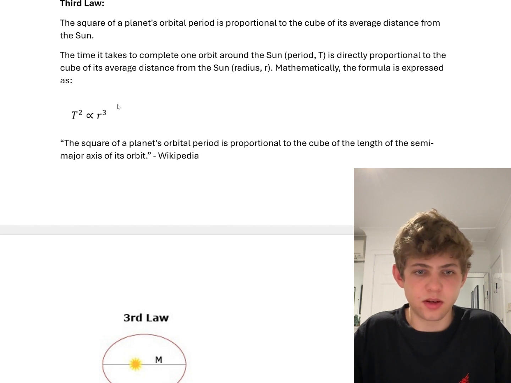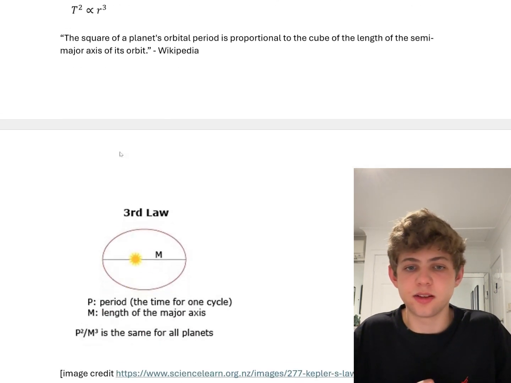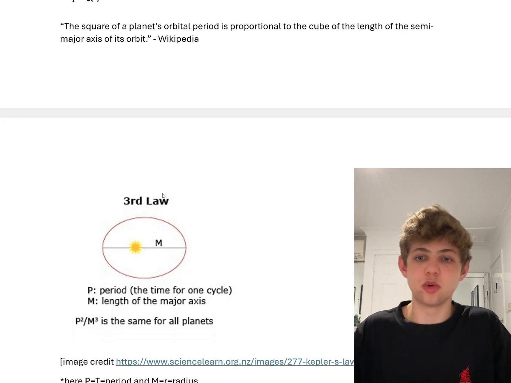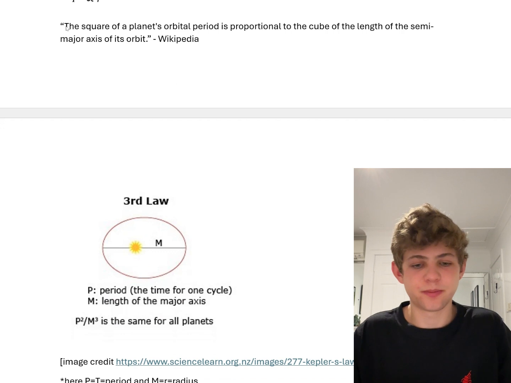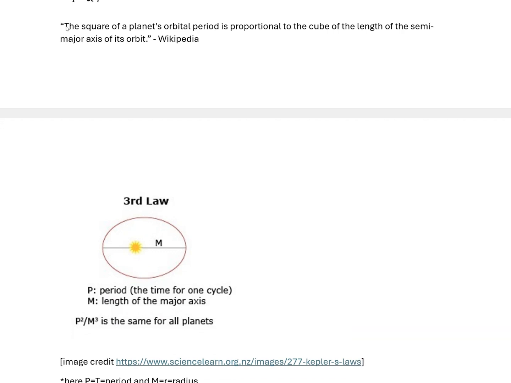And here's a diagram. More accurately, the square of a planet's orbital period is proportional to the cube of the length of the semi-major axis of its orbit. And here's a diagram.